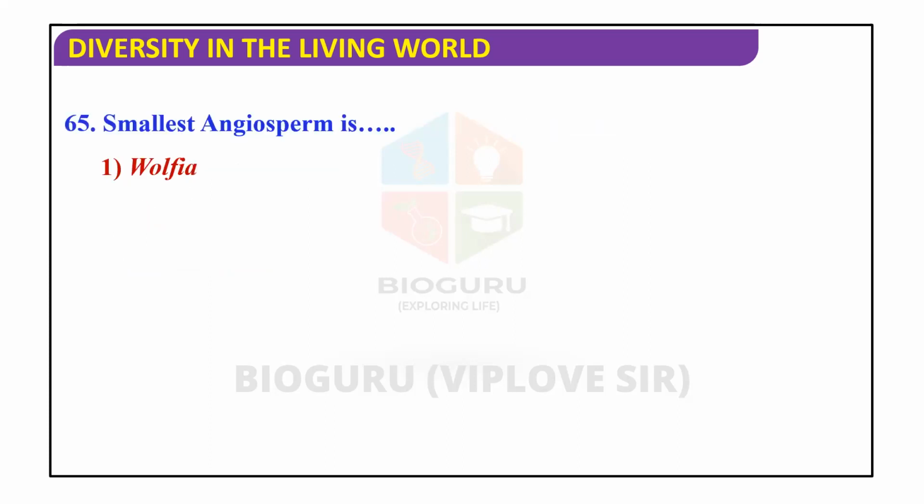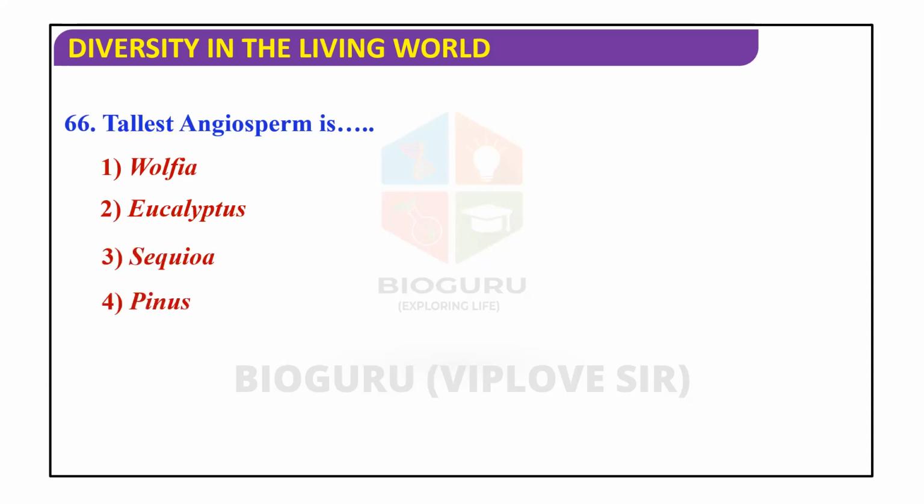The smallest angiosperm is Wolffia, Eucalyptus, Sequoia, or Pinus. Yes, it is Wolffia. They are very small, very tiny plants. And these are angiosperms. Tallest angiosperm is Wolffia, Eucalyptus, Sequoia and Pinus. Talking about tallest, yes, it is Eucalyptus.